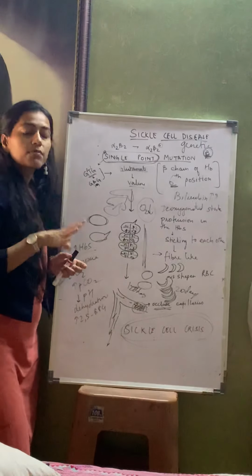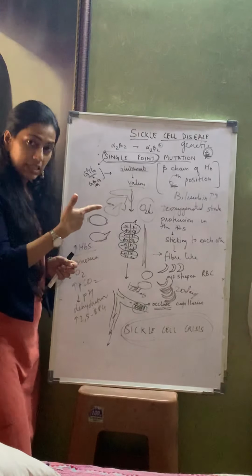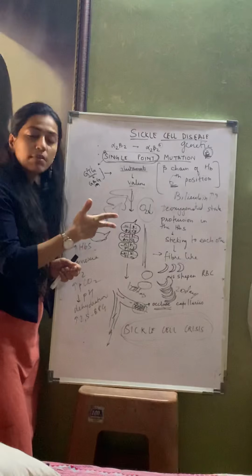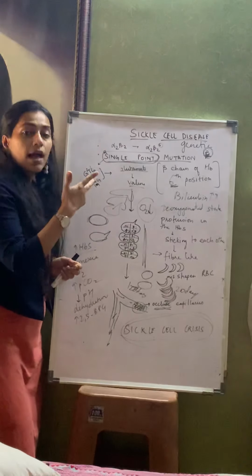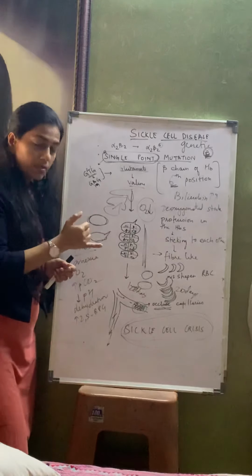The important point regarding the MCQ is it is a single point mutation where GTG is converted to GAG, glutamate to valine, and it is a homozygous recessive disorder. Beta globin is affected.